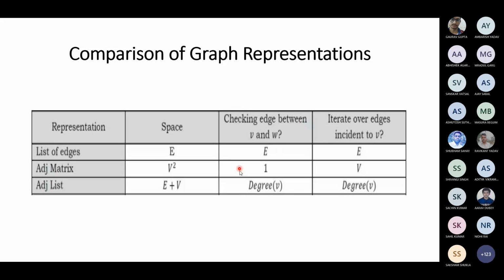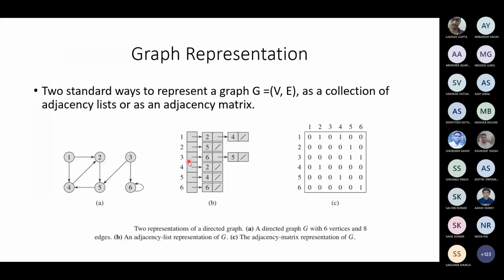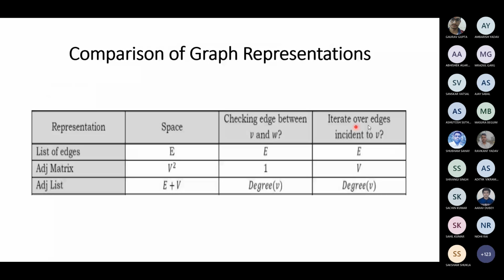It won't take time. But for the degree in an adjacency list, you have to take order of V. You have to check till the end of the list to verify whether the element has edges there or not. You have to go up to the number of elements. In the worst case, if a vertex has an edge to all the vertices, then you need to traverse all the vertices, so the degree will be V. Iteration over edges incident to V, you can ignore this. Okay, you understood this?